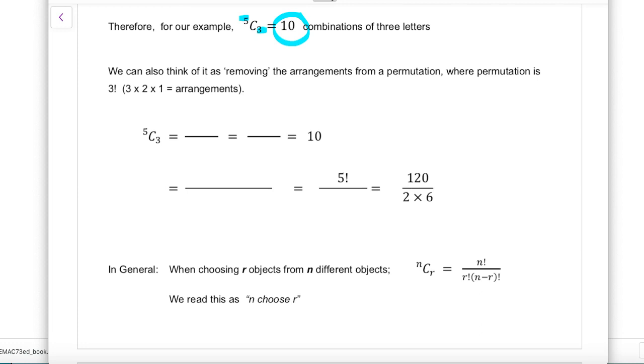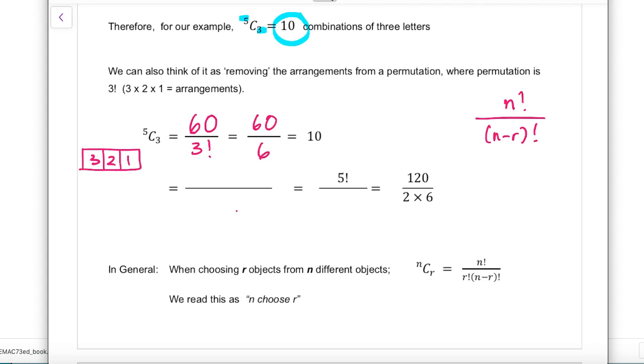We can also think about this as our rule previously with permutations, n factorial over n minus r factorial. Let's take our original answer of 60 arrangements and remove the arrangement. So remember, when we're arranging 3 things, we've got 3 times 2 times 1, or 3 factorial. So we're going to divide by 3 factorial to remove that arrangement. So really we've got 60 divided by 6, and that's where we end up with just 10 ways of choosing 3 different letters.